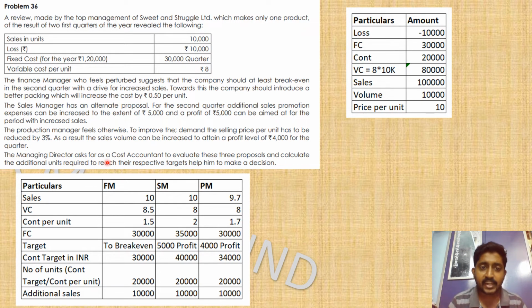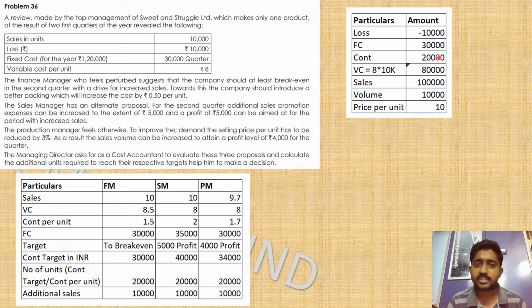The managing director asked the cost accountant to evaluate these three proposals. Just see, guys, the importance of the cost accountant. This is how your job will also be. All the functional heads will give the details. You will always deal with the heads of the other departments. So just imagine the value of being a cost accountant. Calculate the additional units required to reach the respective targets, to help in decision making.